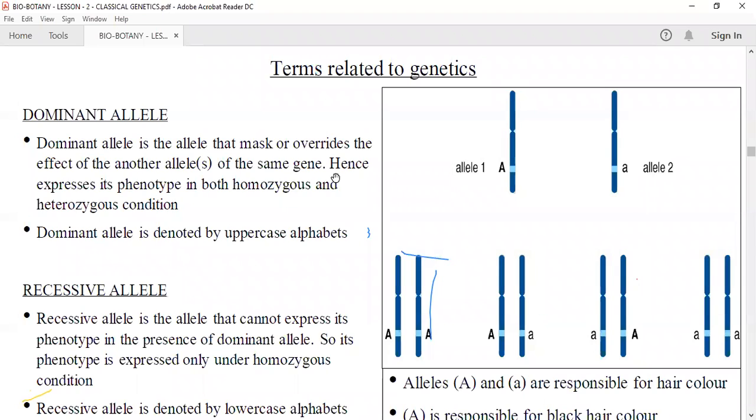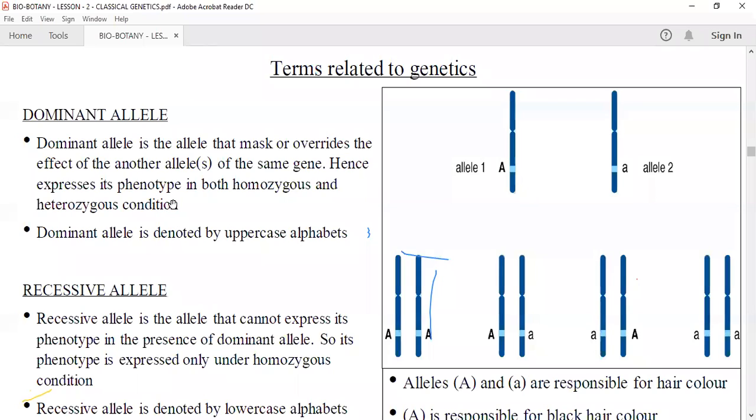Here you have to denote the dominant character with a capital letter, that is, the uppercase alphabet, and the recessive allele is denoted with a lowercase alphabet in this picture. A dominant allele is the allele that overrides the effect of another allele of the same gene. Hence, it expresses its phenotype in both homozygous and heterozygous conditions.